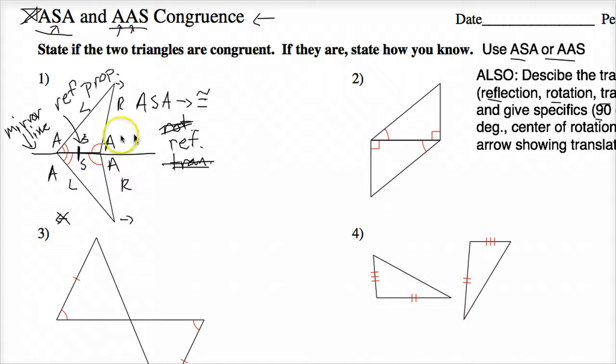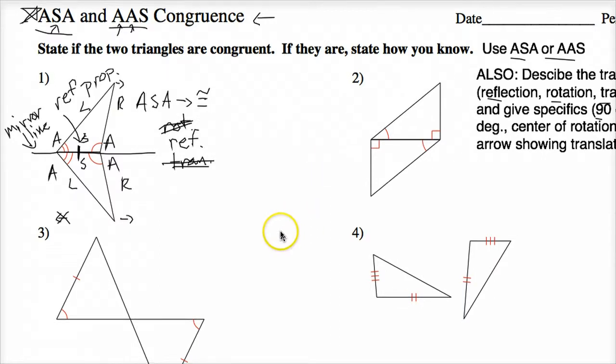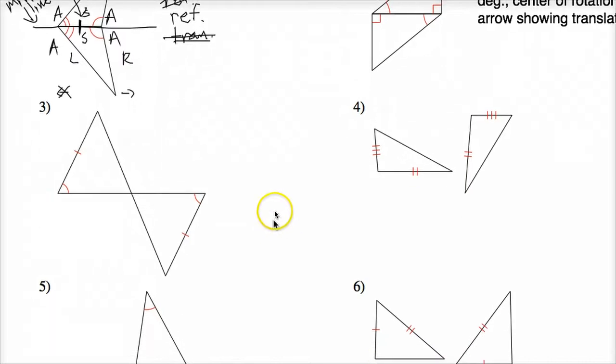Now let's see what I can do with that. Well, that's it. I'm done. We got a reflection. There's a mirror line. We said it's congruent by angle, side, angle. Right on. All right, let's do a different one. Let's jump down to number 3 here. Let's see what we have.